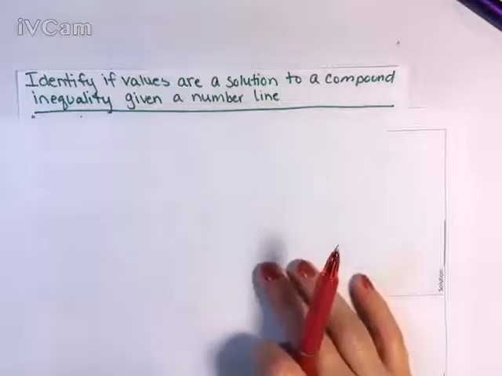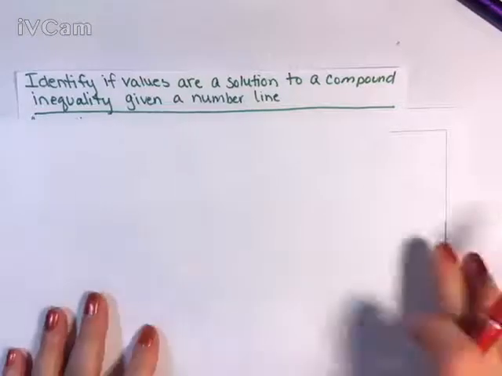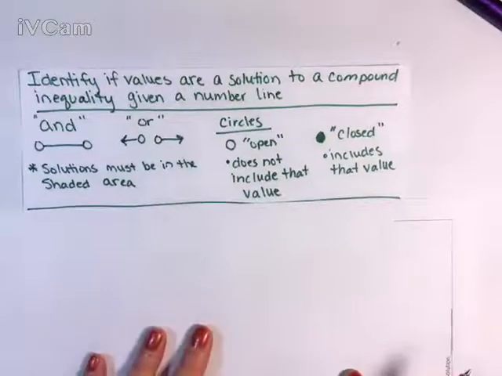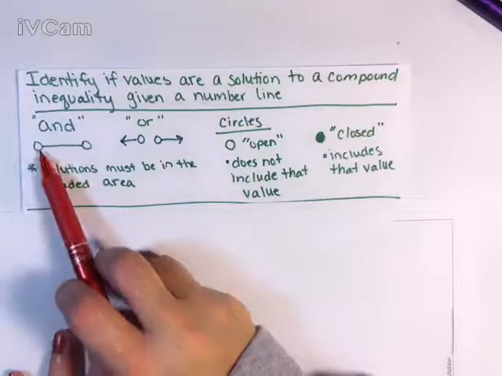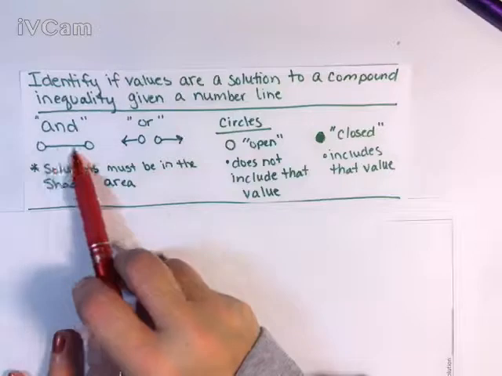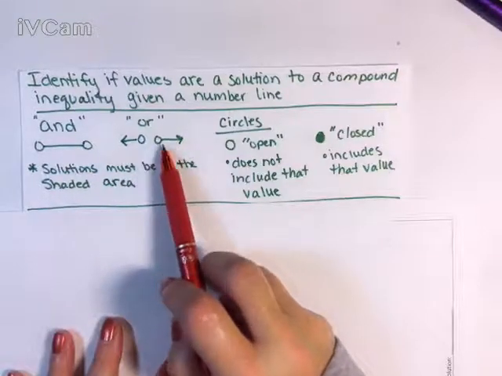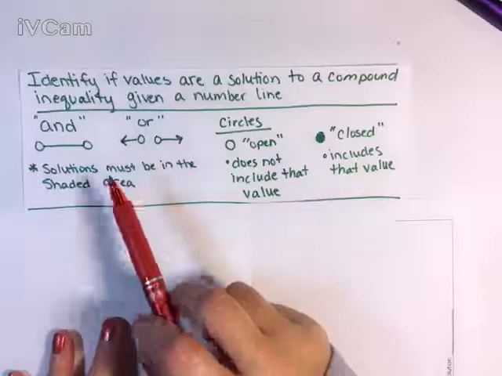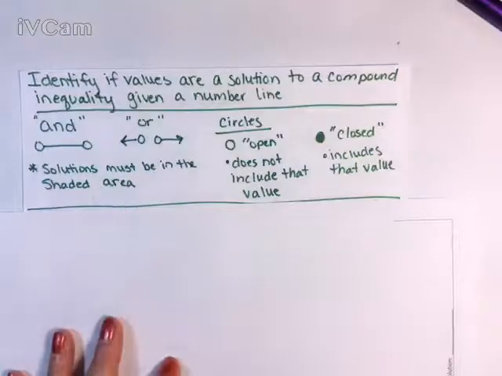In this video, we're going to look at identifying if a value is a solution to a compound inequality when we look at the number line. When we look at compound inequalities, we have two situations. The AND situation, which is when we shade in the area between the 2 points, and the OR situation, which might not necessarily look like this, but usually it will, where your solutions are going away from your 2 points. And anything in the shaded area is going to be a solution.